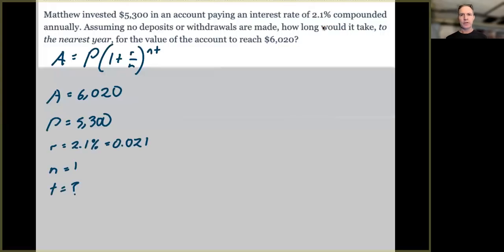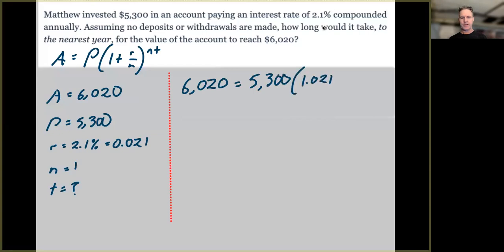So let's take a look. 6,020 equals 5,300 times 1.021 to the t. Right, so I just kind of simplified this automatically because I knew this is annual, so I don't have to worry about this. It's just 5,300 times 1.021 to the t power.